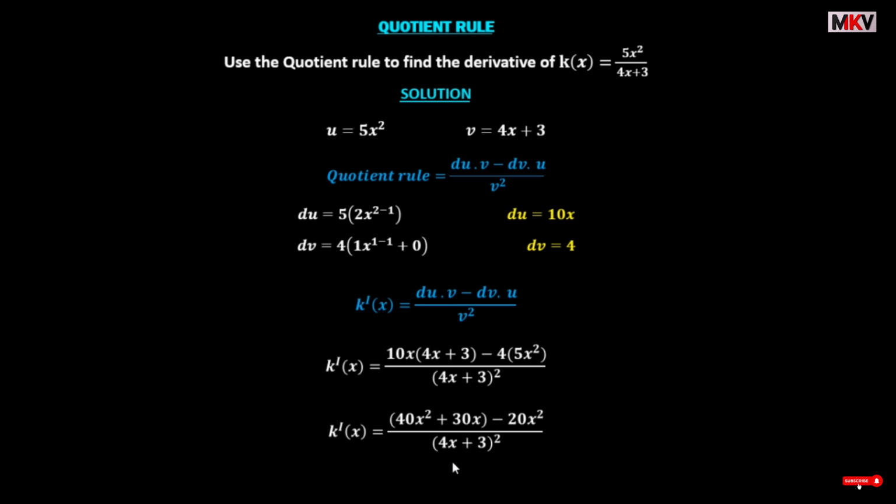So we left the denominator untouched. Now we have x squared here and x squared here, so we can group these like terms, then simplify. Grouping the like terms, 40 minus 20 gives us 20. Then we have our 30x. So therefore the derivative of this function will be 20x squared plus 30x all over 4x plus 3 all squared. So this will be the derivative for this function.